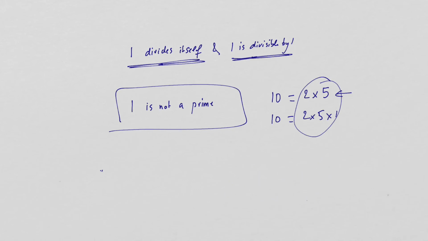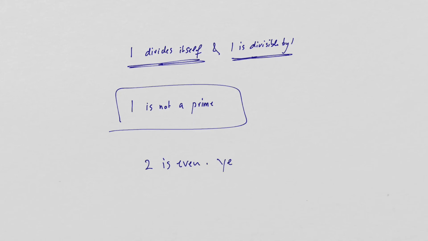The second thing I want to mention to you is, obviously not all odd numbers are prime, like 15 is not prime. However, all even numbers are not prime, right? Like 4 is not prime, 6 is not prime, 8 is not prime. All even numbers are not prime, with the exception of 2. 2 is even, yet 2 is a prime. Okay? So this is the only even number that is prime.